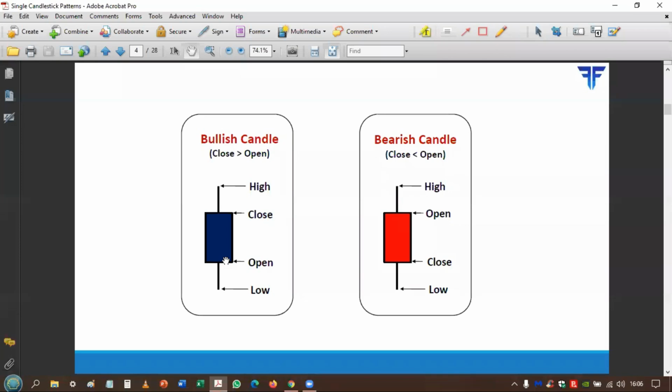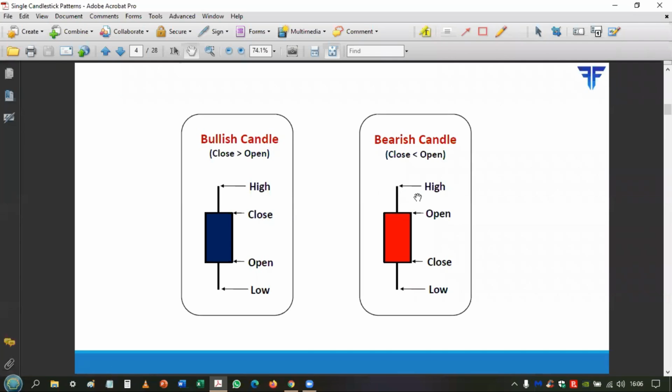Now, what separates a bullish candle from a bearish candle is where the closing price for a period is relative to that period's open. If the closing price is above the open, then that candlestick is bullish, as you can see on the image on the left over here. Here the closing price is above the open, and hence this candlestick is bullish. Whenever the close is above the open, the body of the candle is colored either green or blue as shown over here. My personal preference is using blue, that's why I've put a blue body over here.